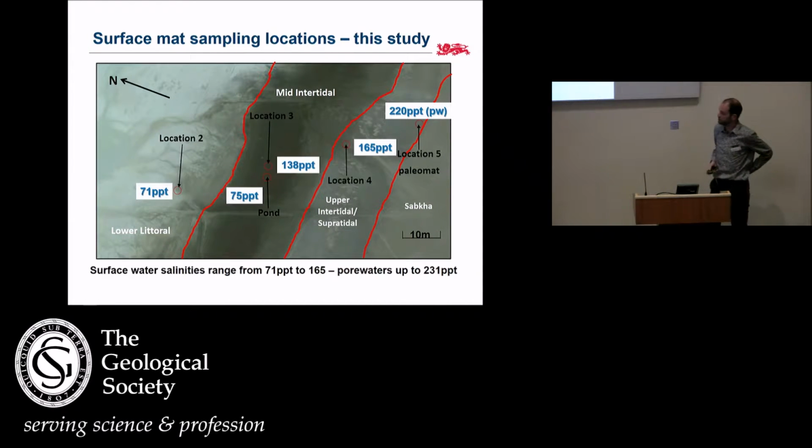So surface water salinities, as expected, are lowest near the open sea and highest towards land.